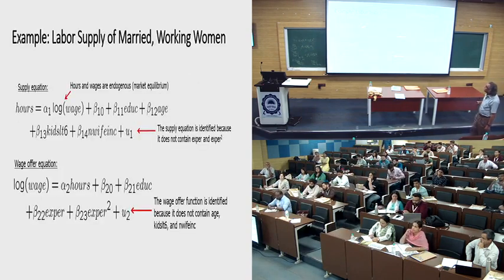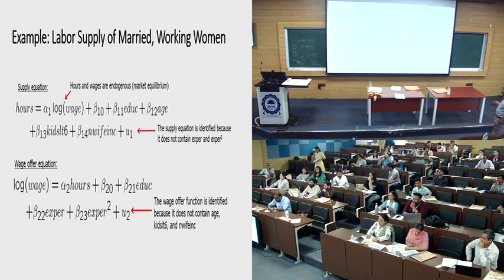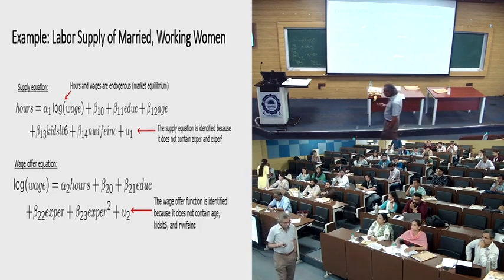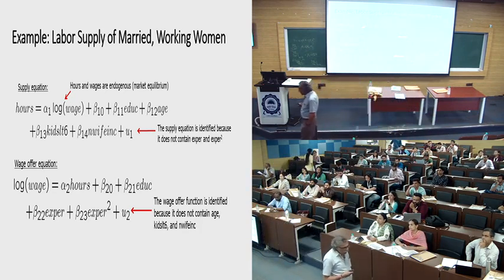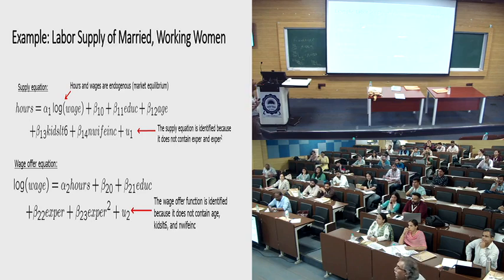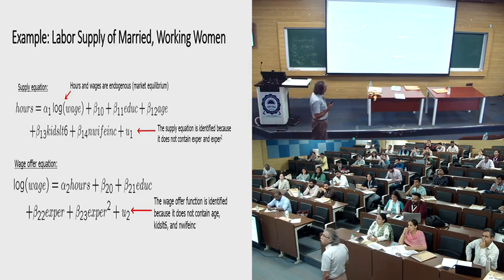Okay. So let's go back to the example. All I am trying to think of here is the labor supply of married working women. So it's female labor force participation in some way, of women who have already participated in the labor market and have started working. The first equation is their supply equation, where I claim that hours depend on wage, then education, age, the number of kids less than age 6, and then the family income.